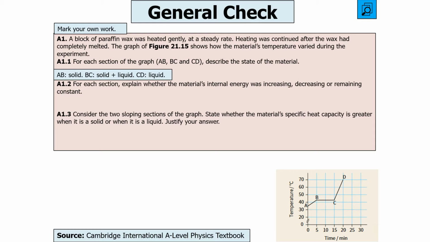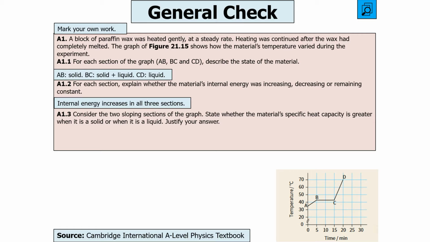Right, so AB is going to be a solid, BC is when it's melted, so it's a solid and a liquid. And then CD is there when it's fully become a liquid. Now in each part, AB, BC and CD, you are putting energy into the substance by heating it up, so the internal energy is going up in all three sections.